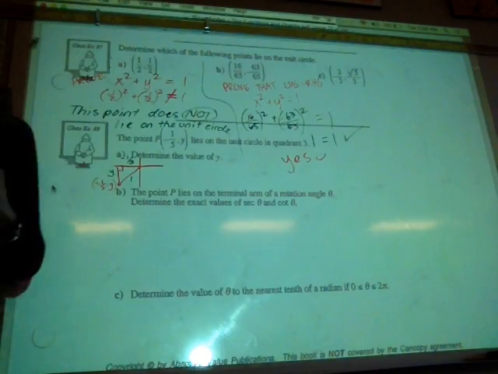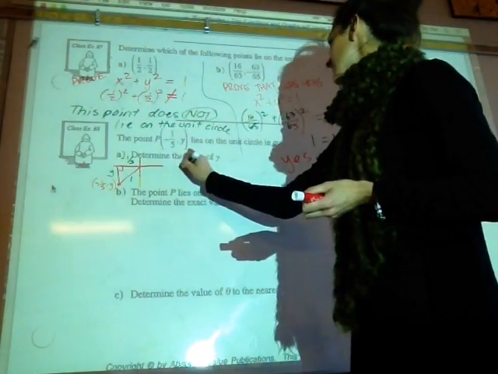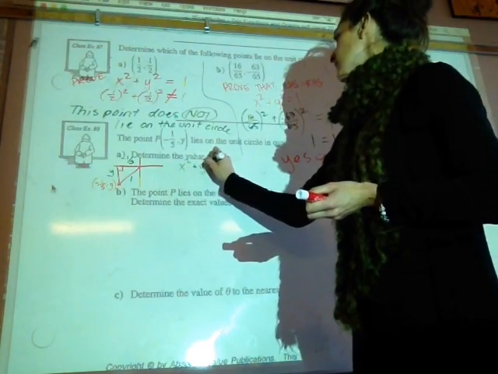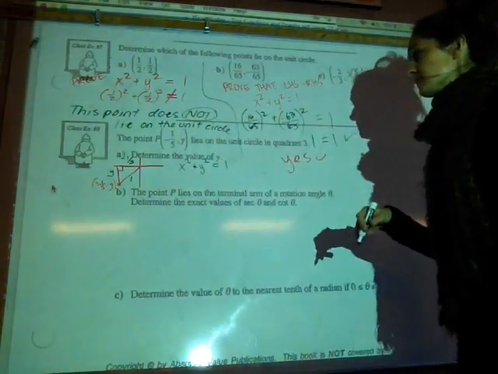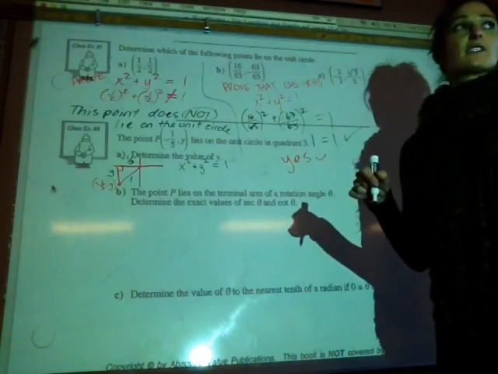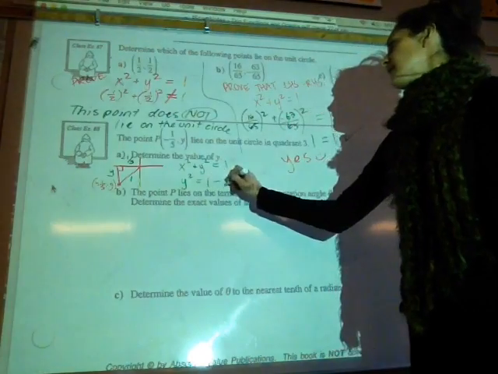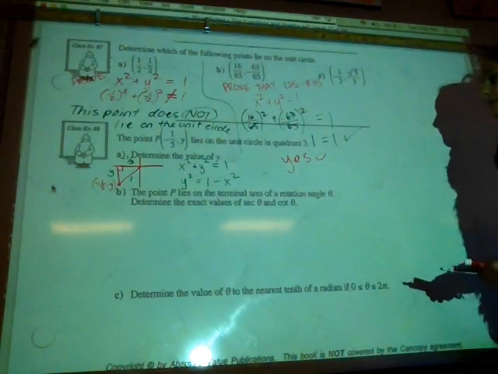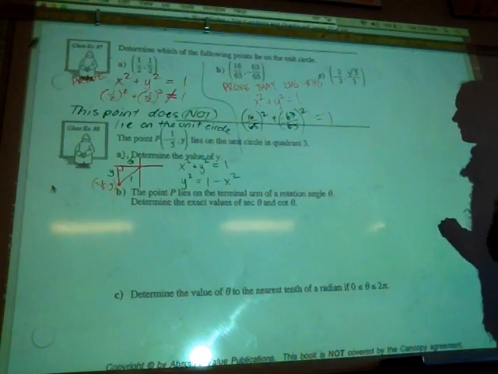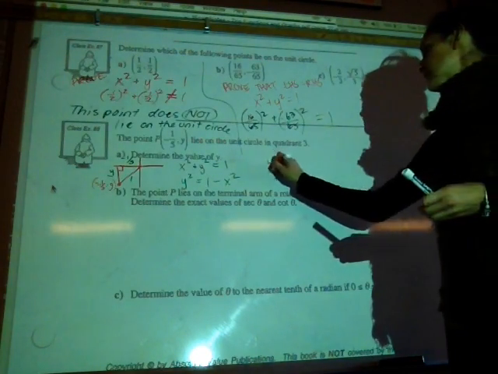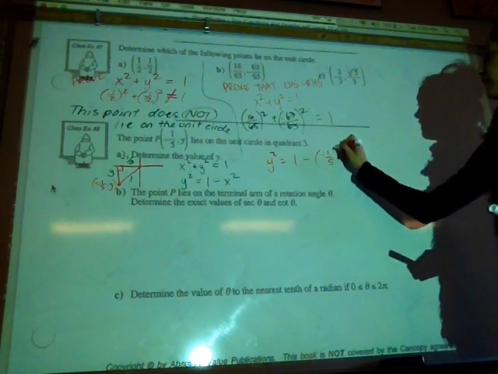Good. What's that called? Pythagorean theorem. So we're starting with x squared plus y squared equals r squared, or in this case 1. Okay, and we know that we're going to have to solve for y, so you can rewrite it as y squared equals 1 minus x squared. So y squared will equal 1 minus negative 1 over 5 squared.